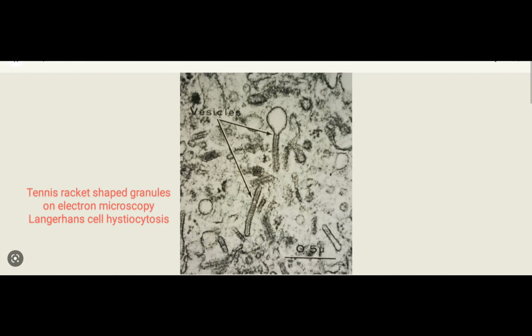Tennis racket shaped granules on electron microscopy are seen in Langerhans cell histiocytosis. And in Langerhans cell histiocytosis, what is the protein that is found in these granules? That is Langerin protein.